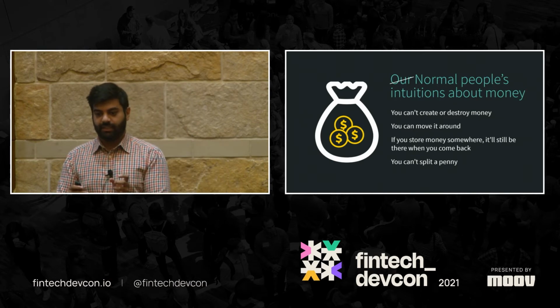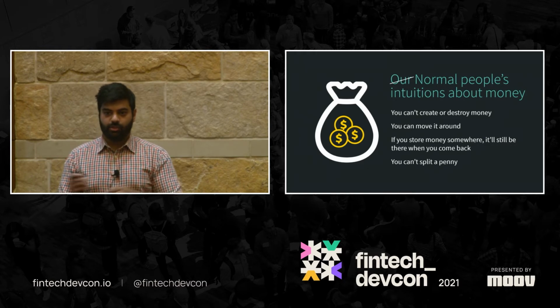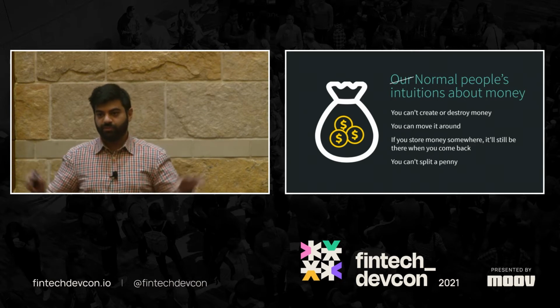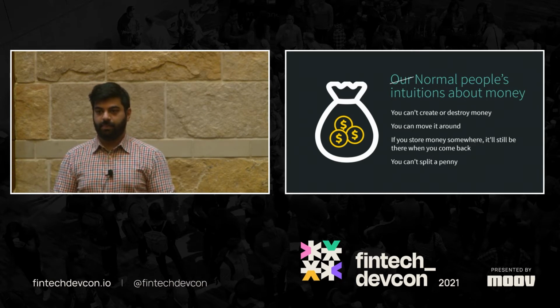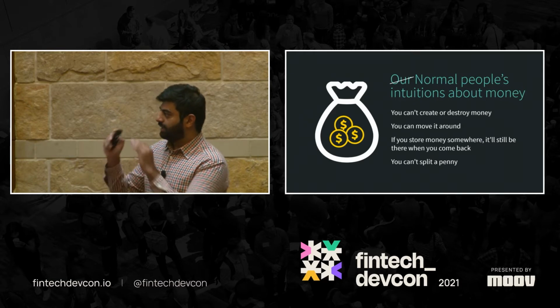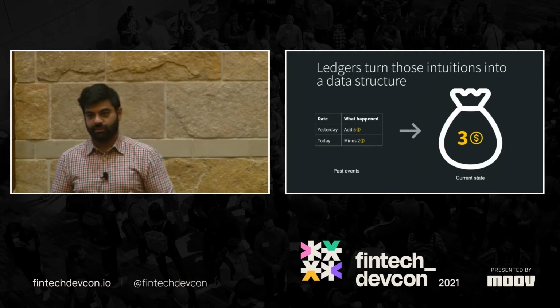And it's this thing that is immutable. You can't split a penny. You can pay people. You can't create it or destroy it. It just moves around the world. What a ledger does is take those intuitions that we have and put them into a data structure. It encodes those rules.